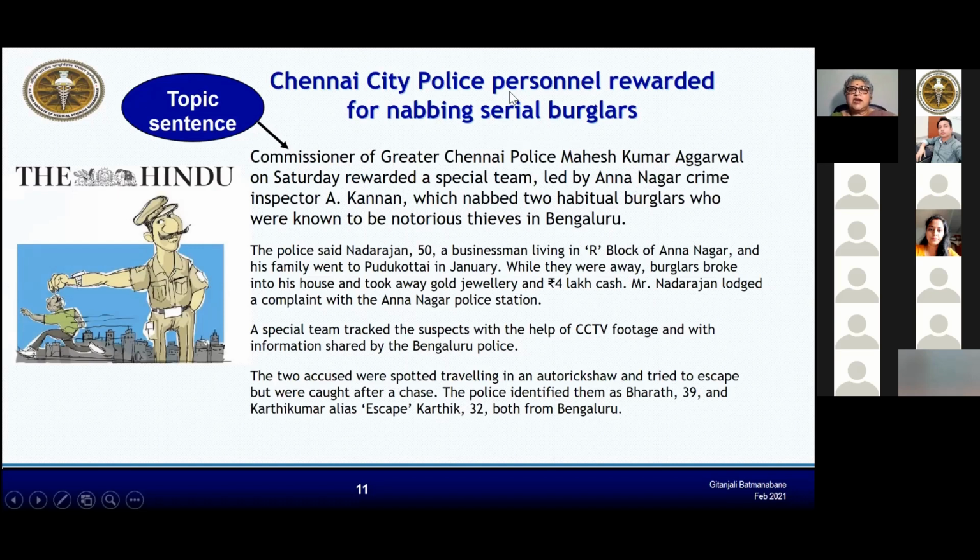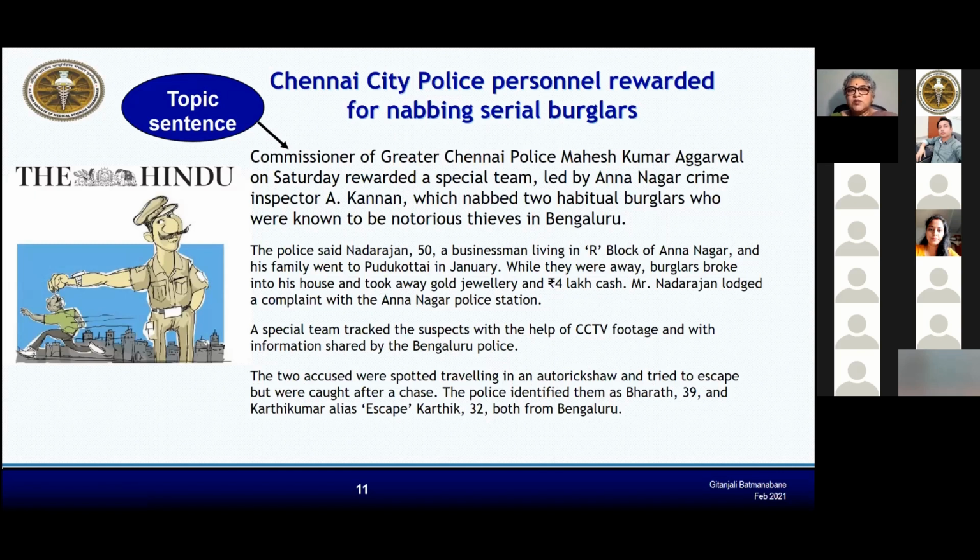The title is Chennai Police Personnel Rewarded for Nabbing Serial Burglars. Please look at the first sentence of this article which appeared in the Hindu. Commissioner of Greater Chennai Police, this person, on Saturday rewarded a special team led by Annanagar Crime Inspector Kannan, who nabbed 2 habitual burglars who were known to be notorious thieves in Bangalore. This is what is called a topic sentence. Why? Because the later part of the article tells what happened.